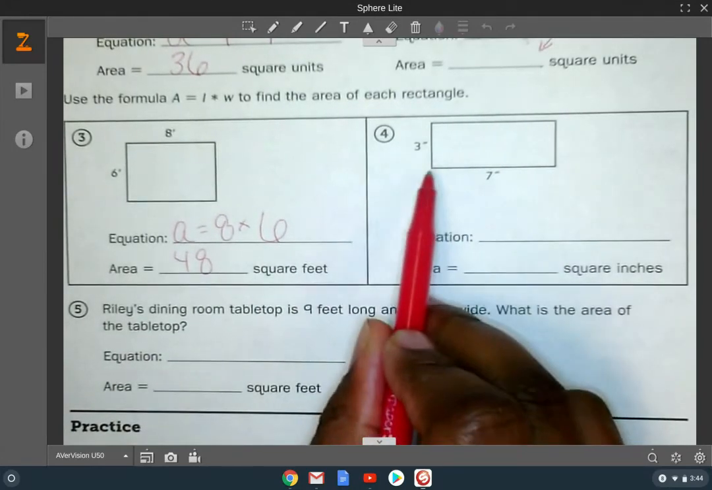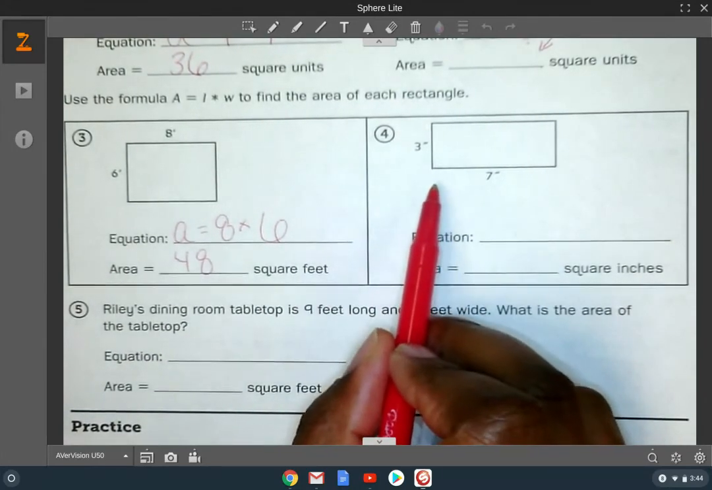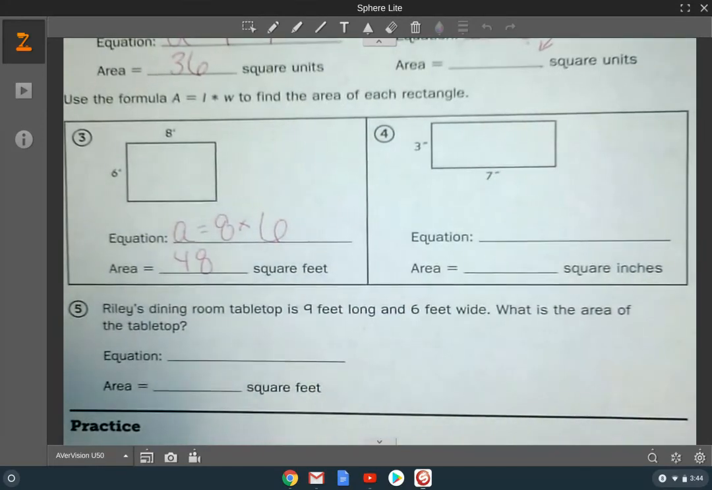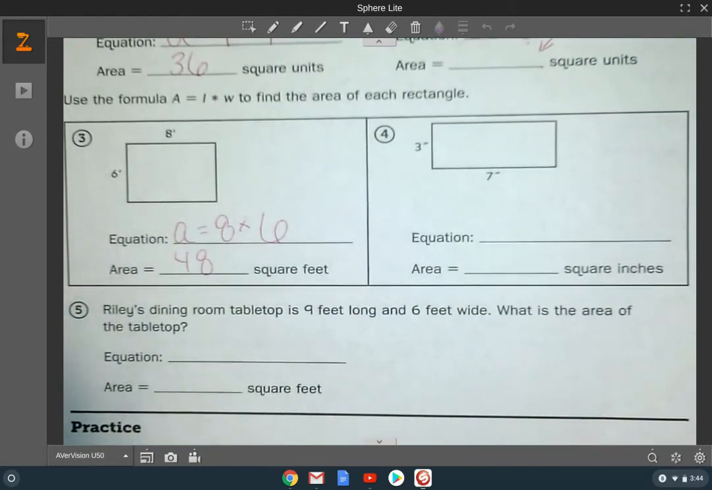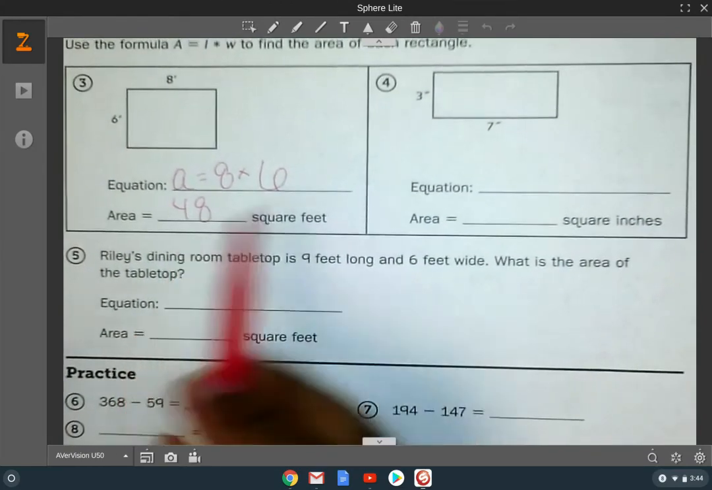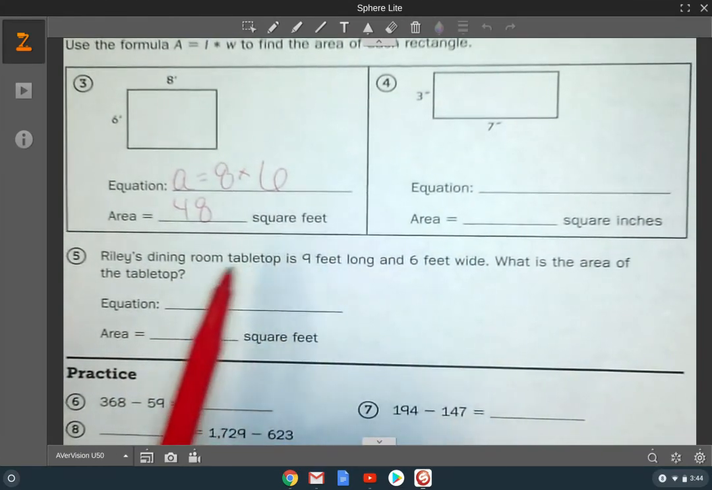Your turn. Write the equation for this rectangle. Write the equation for this rectangle where the length is 3 and the width is 7. L times W. You may pause this video to complete number 4.